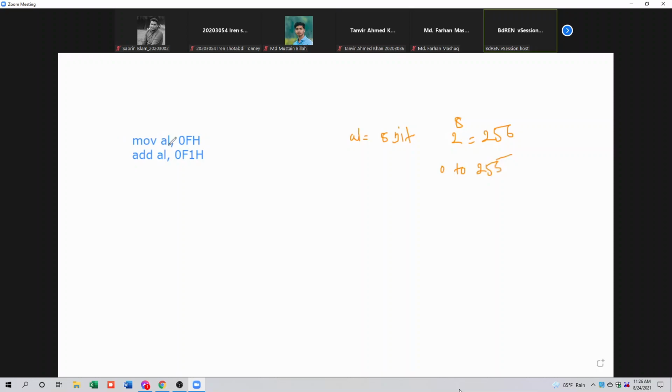Now look at the instruction. MOV AL, 0FH. What will be the value of AL after the move operation? AL equals 0, 0, 0, 0, 1, 1, 1, 1. Now the next instruction is ADD AL, 0F1H. The value of AL is 00001111, and we are going to add F1 with this data. F equals 1, 1, 1, 1, and the binary representation of 1 is 0, 0, 0, 1. Now add these two numbers. What will be the result? The result will be 1 and then eight 0 bits.